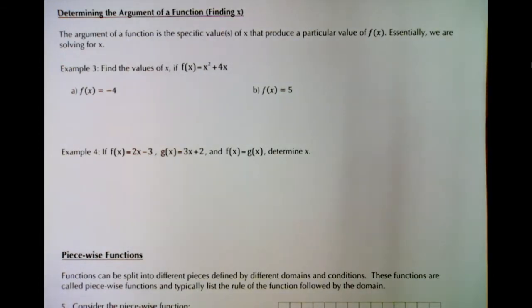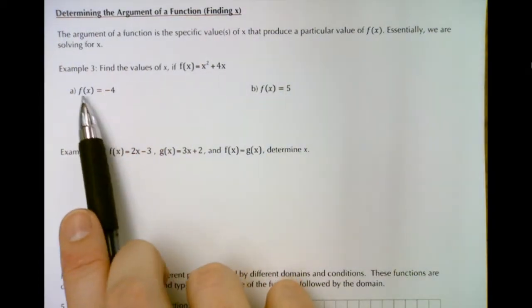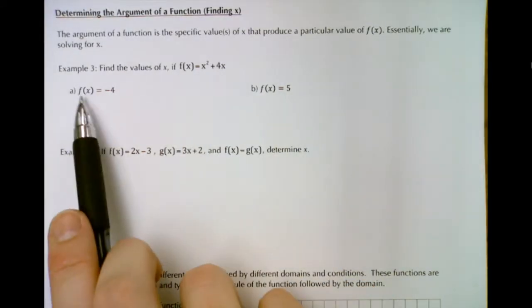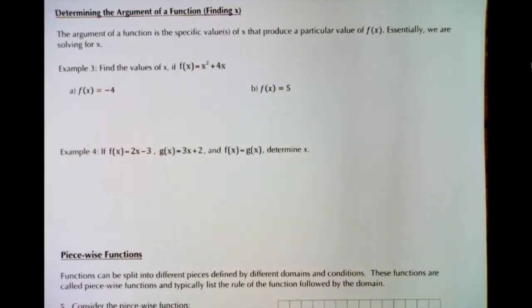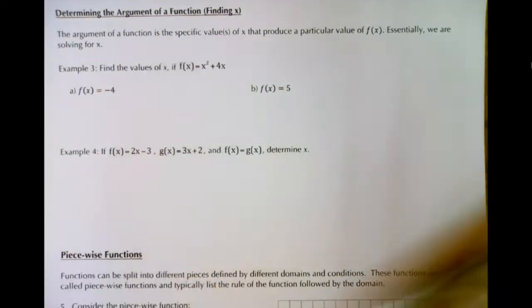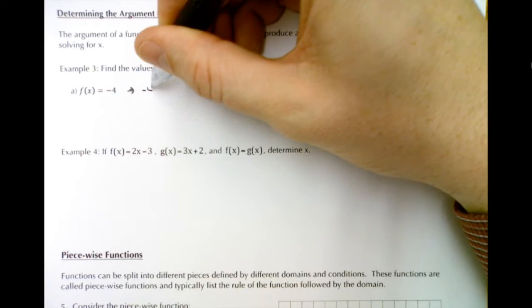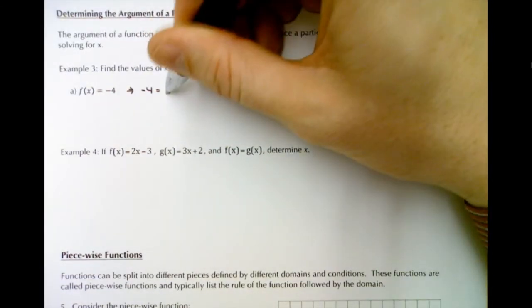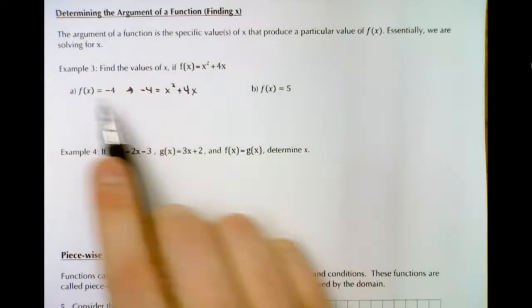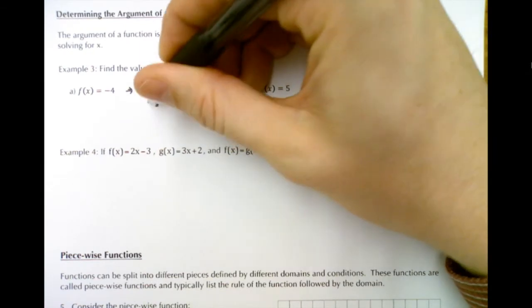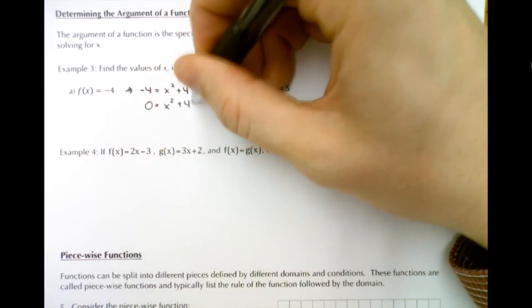Determining the argument of a function, actually solving for x. So here we go. This time, instead of substituting a value for x, I'm telling you what the function equals. I'm telling you f of x is negative 4, and our job is to find x. So it's like I'm telling you what y is, and now you're finding x. So if f of x is negative 4, what we can say is that negative 4 equals x squared plus 4x. We're just writing this down and we're replacing f of x with the actual function. And now if I move the 4 to the other side, I get a nice quadratic.